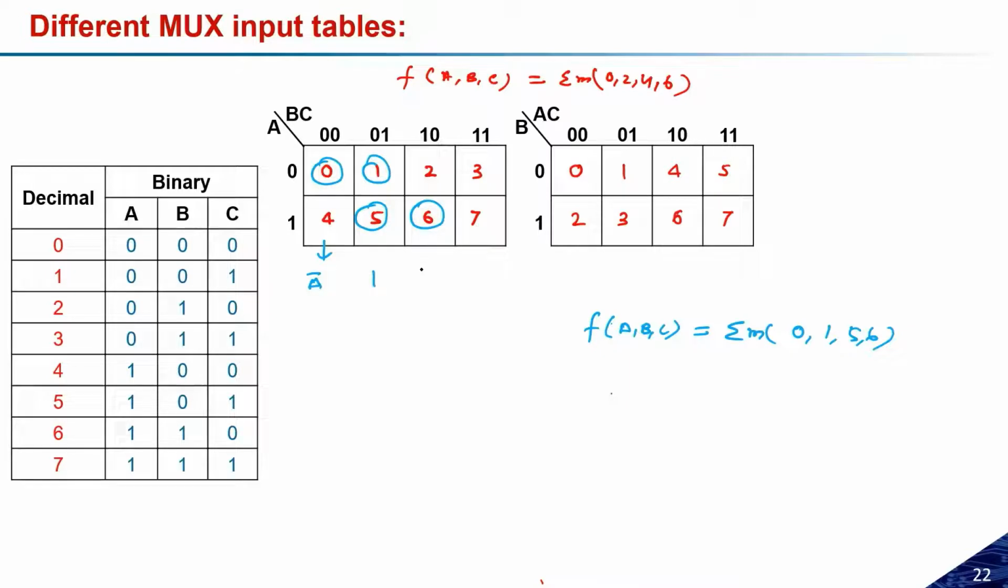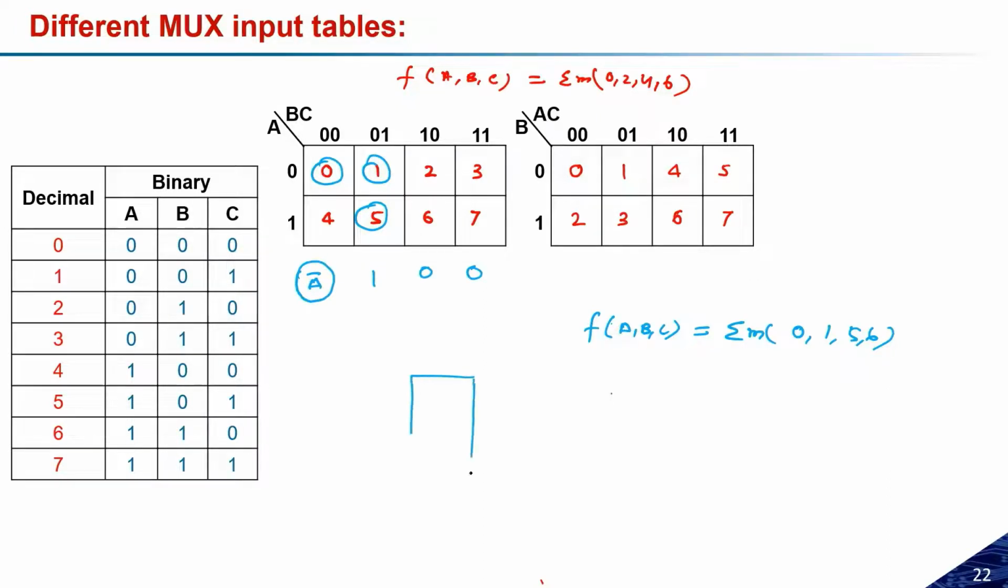Let us assume 6 is not there. Then let us try to see. Okay, 6 is not there. Then what will happen? This will be 1, this will be 0, and this will be 0. Okay, so what do we need? We need I0 to be connected to the A with the help of one inverter.